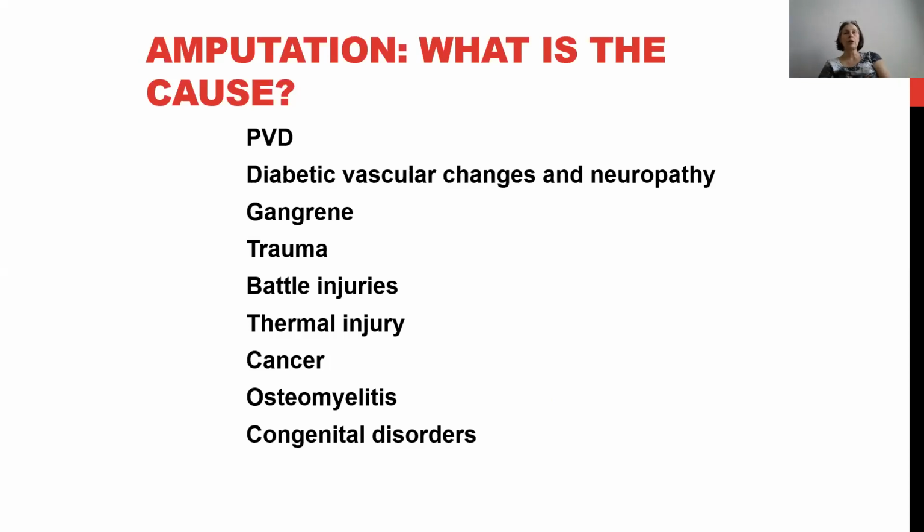Cancer might cause an amputation. If you have a bad osteosarcoma, then that might lead the healthcare provider to remove the malignant tissue, which means the bone and everything distal to that. And then congenital disorders, things that babies are born with, might cause us to have to remove toes, fingers, things like that.